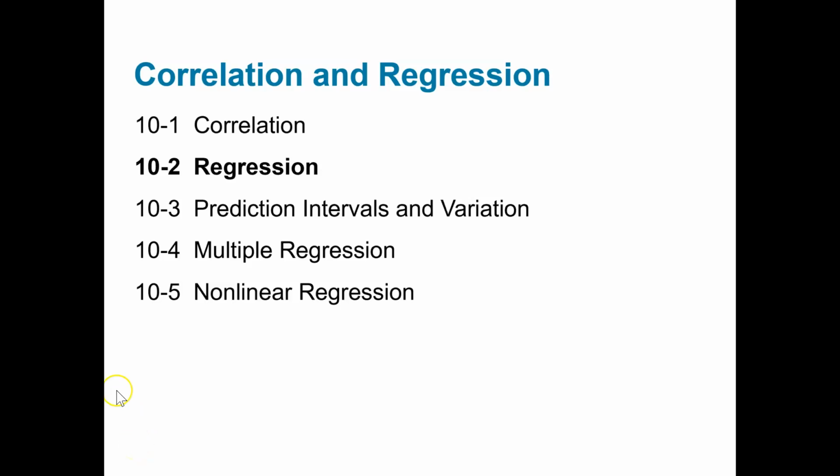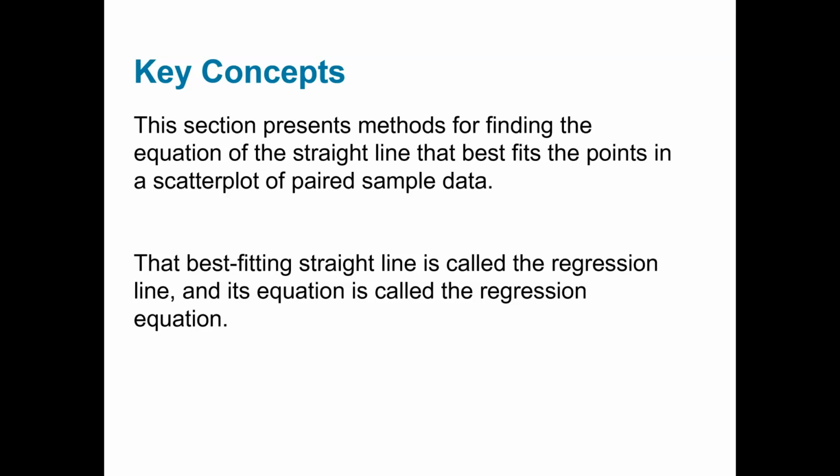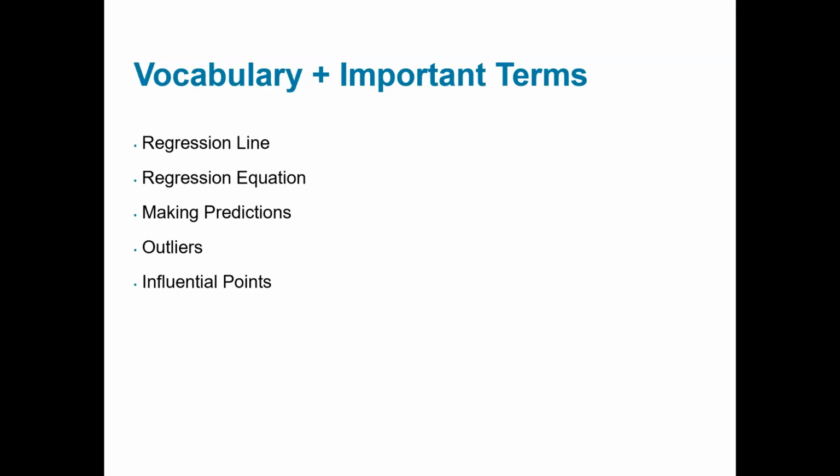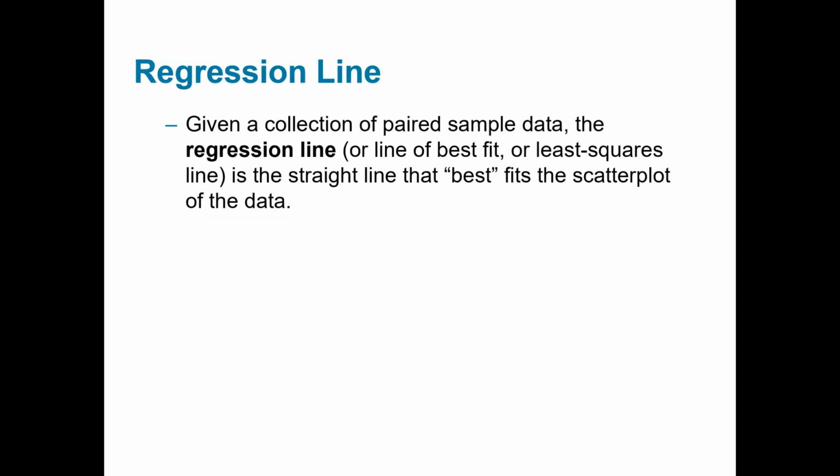In this section, we're going to be covering regression. We're going to be finding the equation of the straight line that best fits the points in a scatter plot. We're going to call that line the regression line, and the equation the regression equation. We're going to be making predictions and then briefly discuss outliers and influential points.